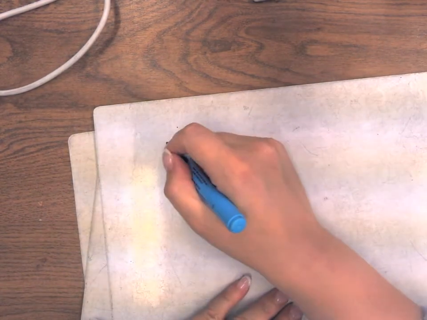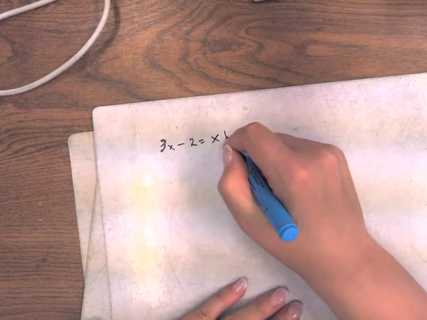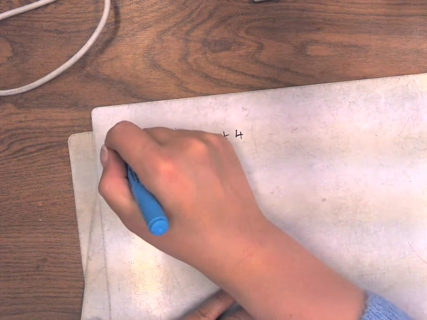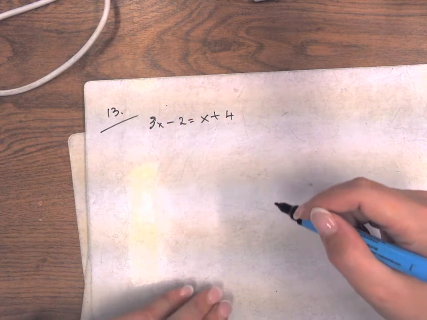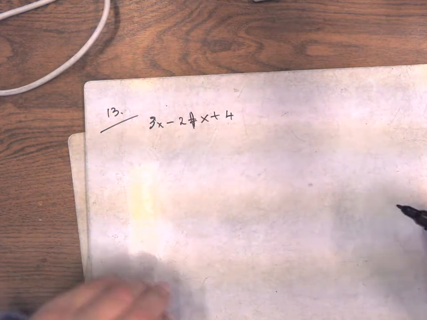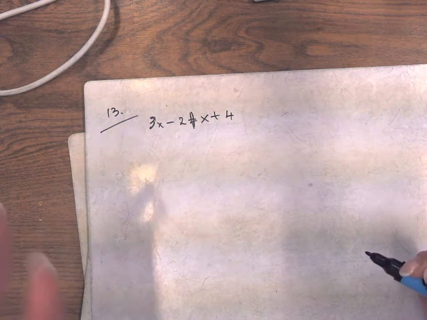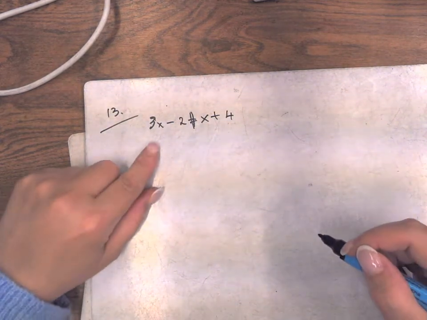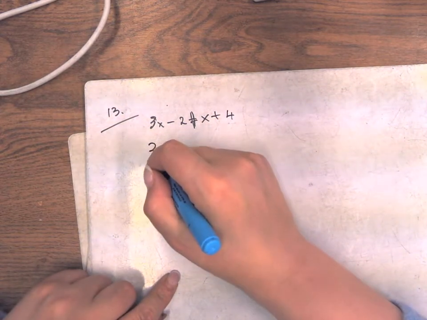So, number 13 reads, 3x minus 2 equals x plus 4. As I say, you build a wall. Where do you build a wall? Where the equals is, right? Then we have x's on the left, so if it's got an x in it, it comes to the left. If it's got no x in it, it goes to the right. So you go across the line. Is 3x where you want it to be? Yeah, it's over here with the x's, so you write it down.